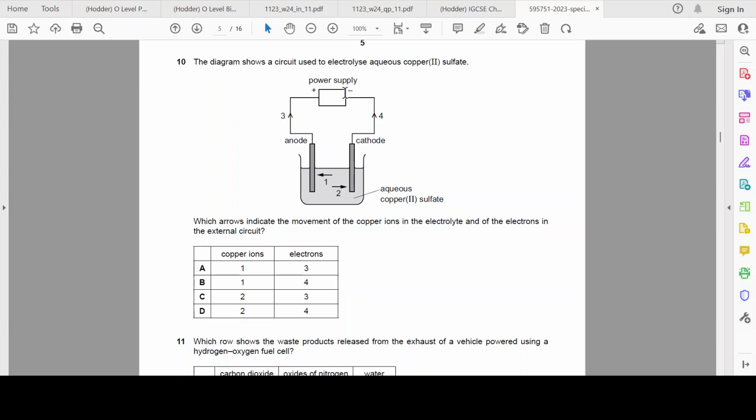Remember, electrons in the circuit, not at the electrodes. Where are the electrons coming from? The power supply from the negative terminal is supplying electrons. It's coming down, not up. So this is wrong. The electrons are flowing towards the cathode, where the positive copper ions are. The diagram is written wrong.